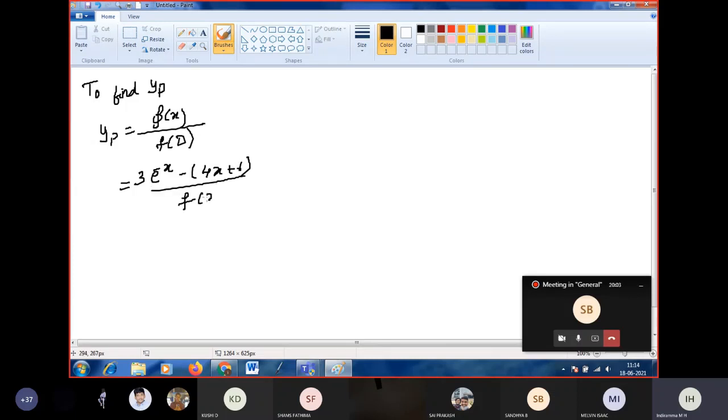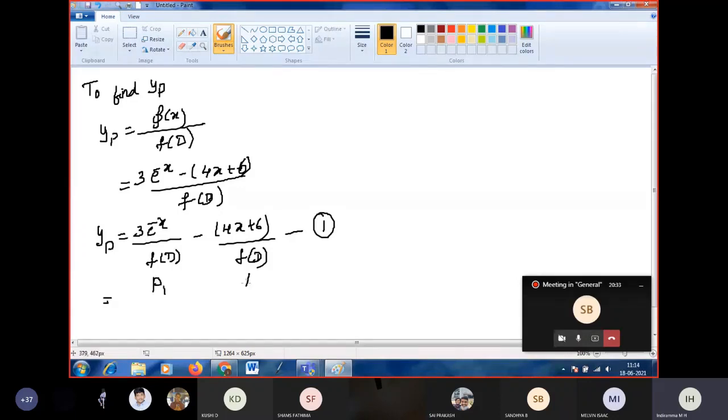Is it right? Yes, ma'am. Next, we can write this as 3 e power minus x by f of D minus (4x plus 6) by f of D. Now substitute for f of D. Irrespective of f of D, you call this equation 1. You call this P1 and this P2. Separately consider P1 and P2, find them out, then substitute in equation 2 now.